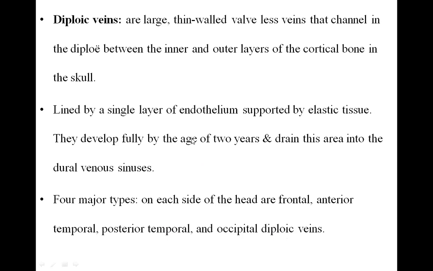So the diploic veins are large, thin-walled, valveless veins that channel in the diploe between the inner and outer layers of the cortical bones of the skull, and they are lined by a single layer of endothelium. They develop fully by the age of 2 years and drain this area into the dural venous sinuses. And there are 4 major types of diploic veins on each side of the head: frontal, anterior temporal, posterior temporal, and the occipital diploic veins.